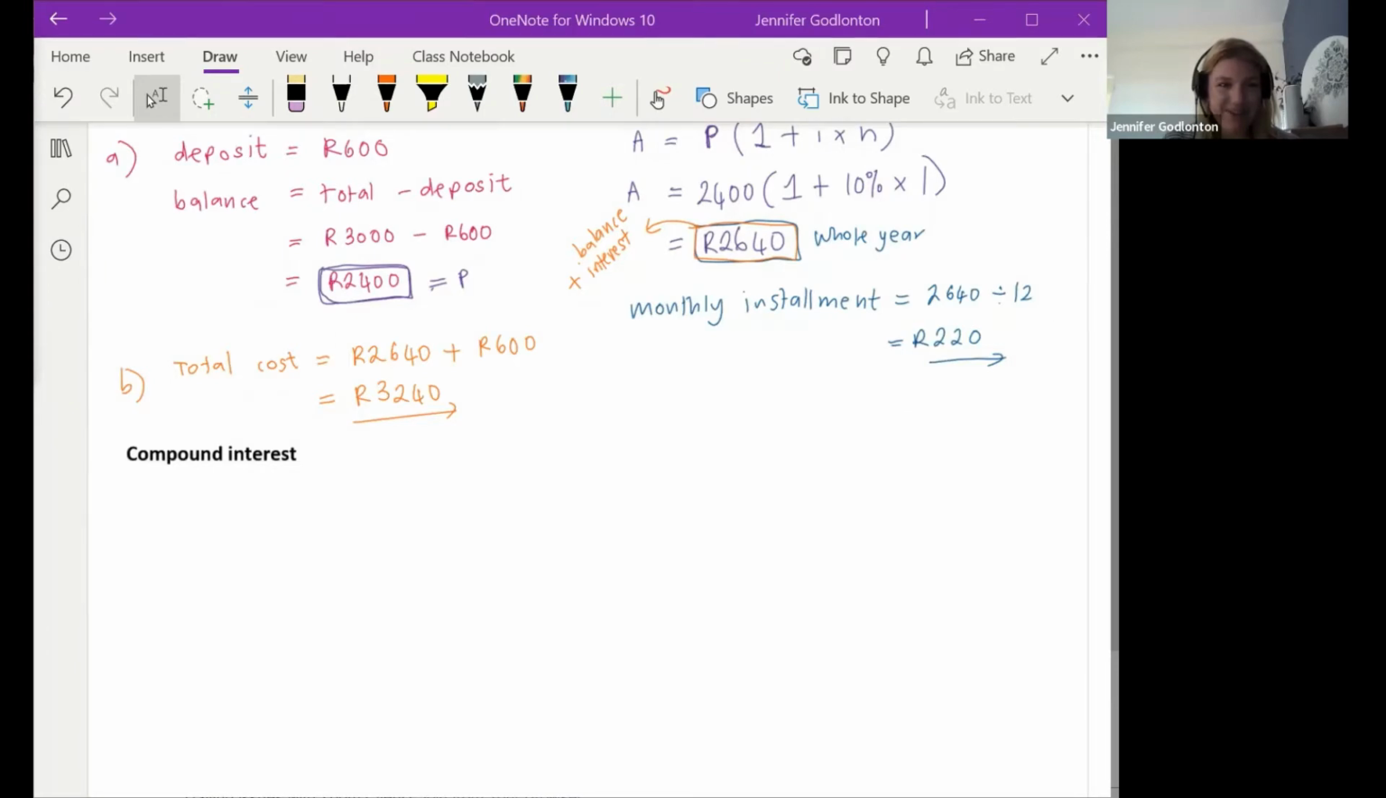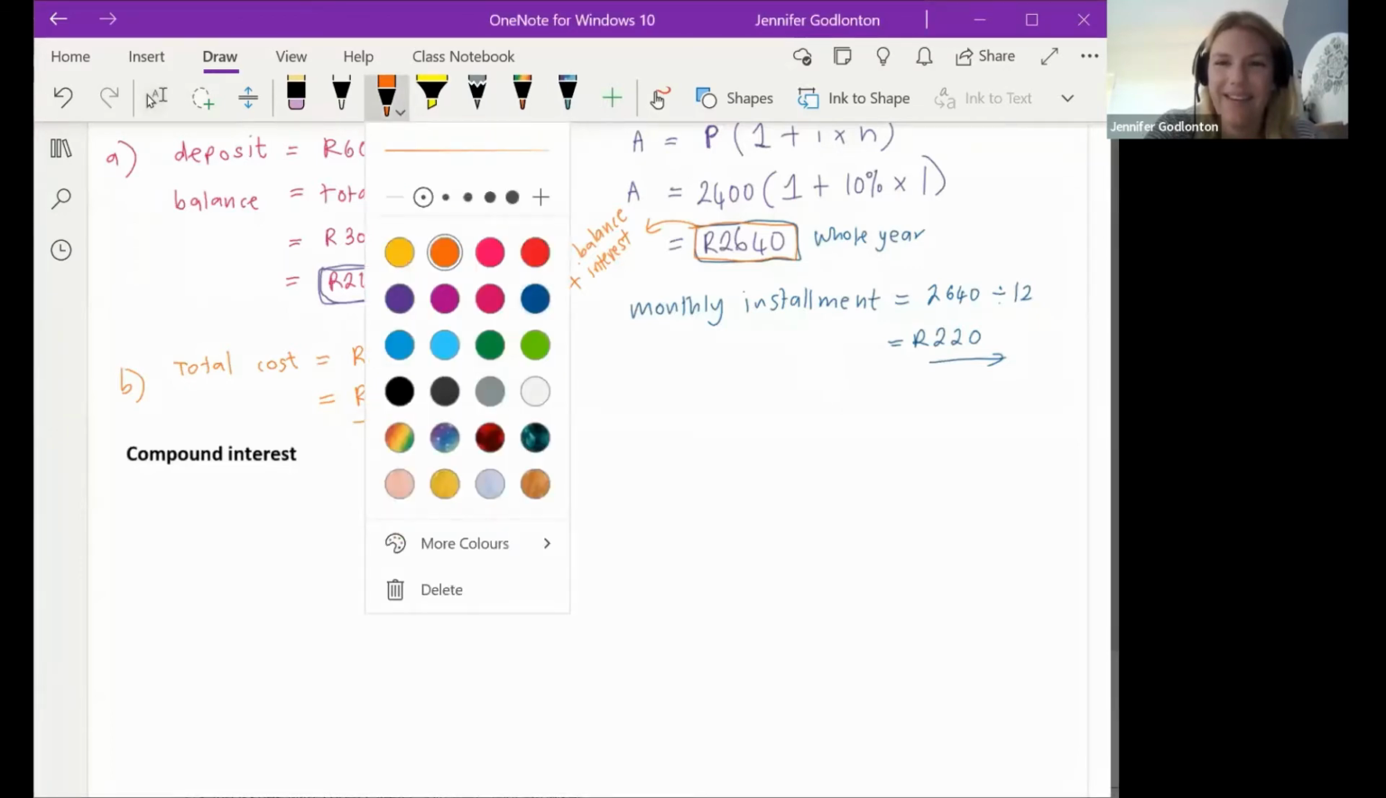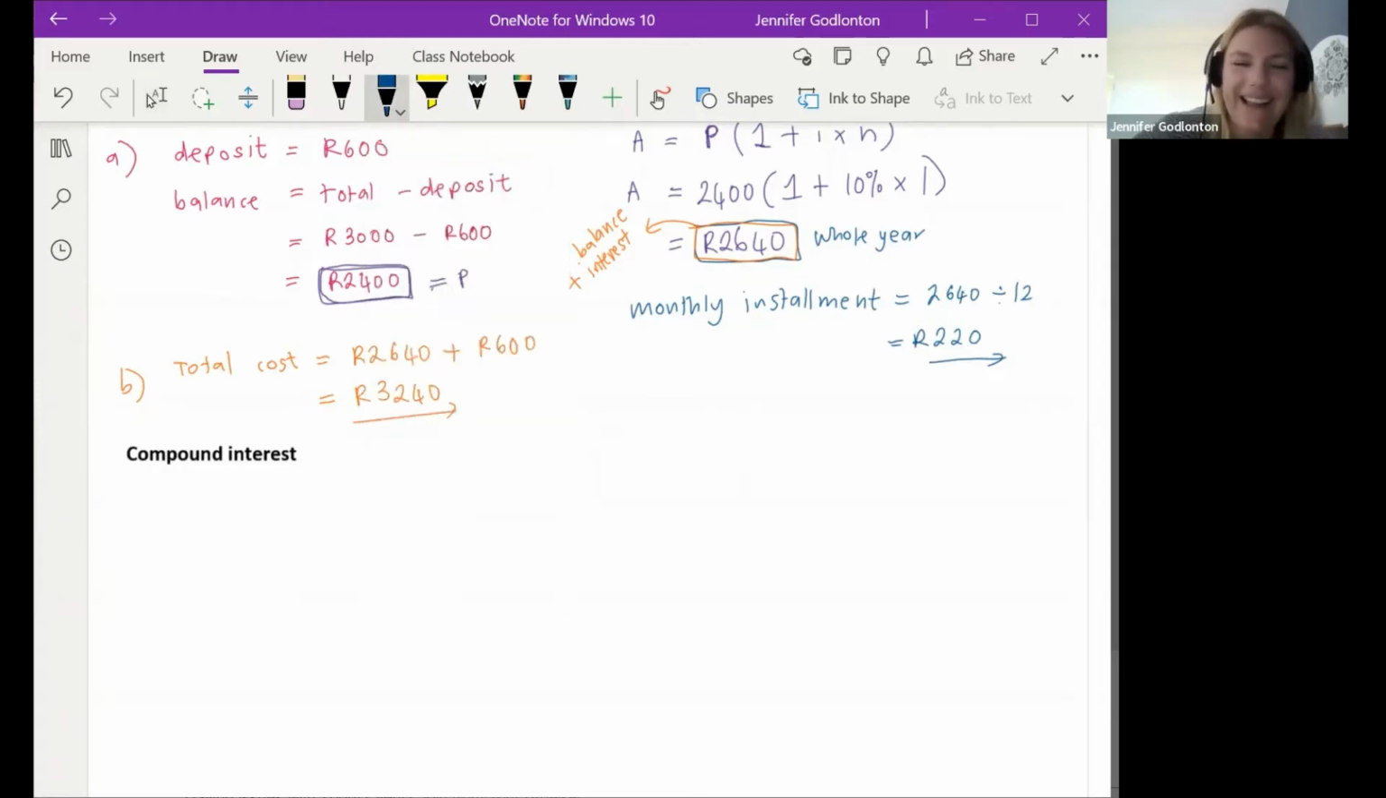Has no one done compound interest in class yet? Anyone? You're so quiet today. Tabetsu? A equals P brackets 1 plus i brackets to the power of n. Yes, well done. That's excellent.